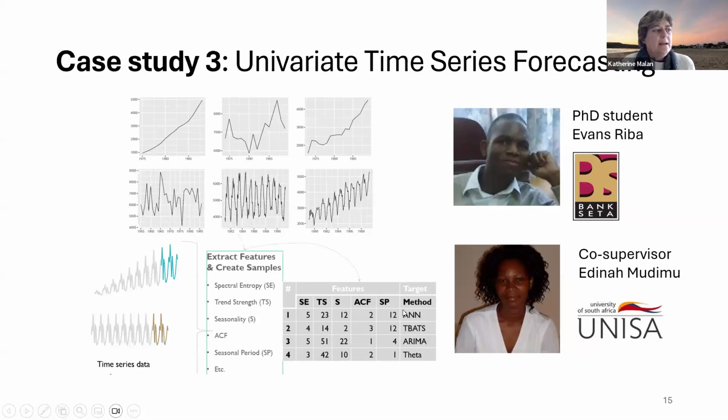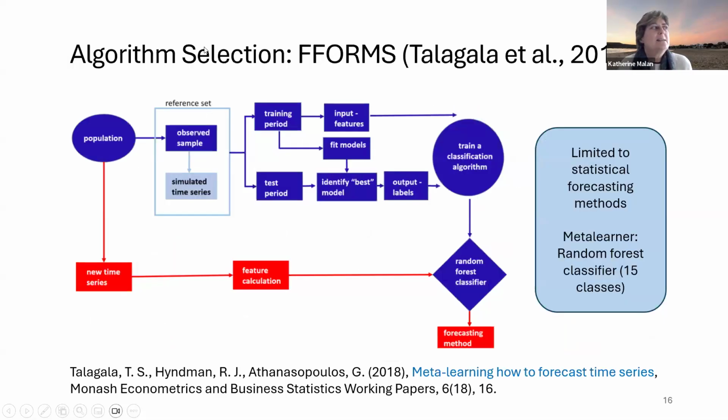So the idea here is to say, okay, we've got all our features, we can extract them, we've got our data sets down here, and then we've got the target, which is what is the best method to use? Should we use ANN, TBATS, and then the meta learner must now figure out which is the best method to use. Okay, but the point is that people have done this. So there's Talagala et al. in 2018 who developed this thing called FFORMS, which was exactly this offline training.